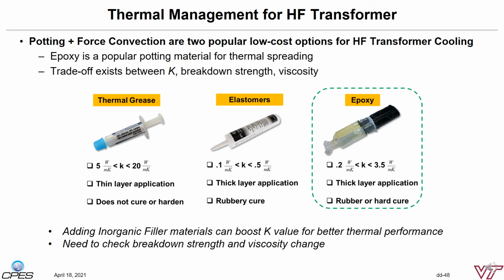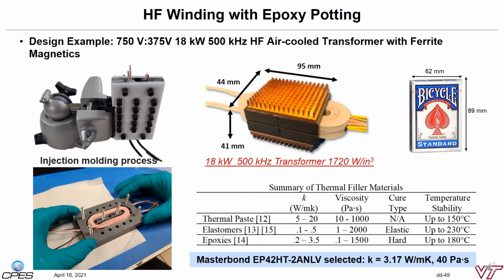It has balanced thermal, curing, and viscosity properties compared with other options like thermal grease and elastomers. Epoxy can be mixed with inorganic filler powder materials to boost the K value for better thermal performance, but it needs to check the change in breakdown strength, viscosity, and curing conditions. Therefore, this page shows a potted winding using epoxy as the potting material. The potting is only applied to the windings to simplify the potting process. As such, all the air can be pushed out of the lead wire bundle.